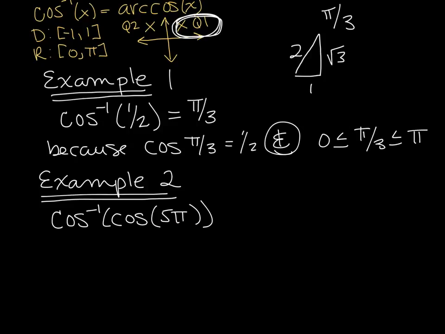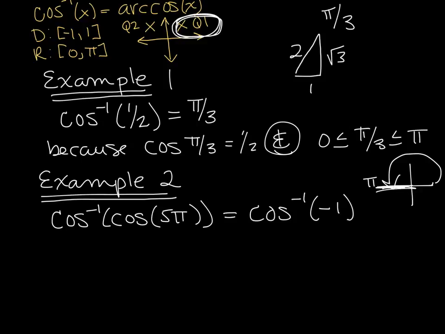Well, cosine of 5 pi is -1. Well, where between here and here is the cosine equal to -1? Well, over here at pi it is. And so the inverse cosine of -1 is pi. So it's not quite true that these just undo one another. They undo one another in a very specific way because of the range of inverse cosine.